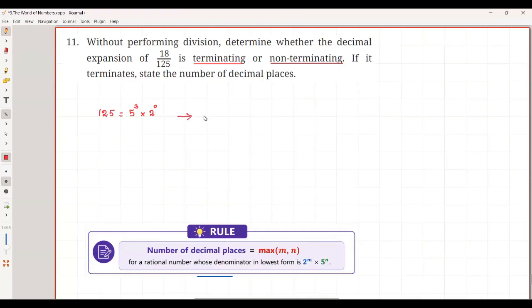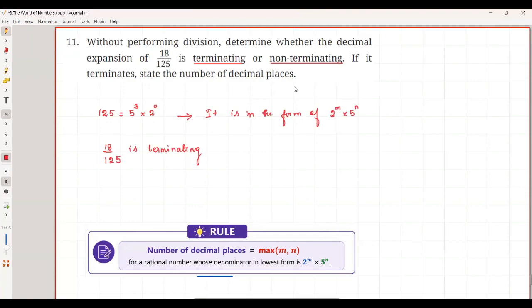So the denominator is in the form of 2 power m into 5 power n. Therefore, we can say 18 by 125 is terminating. If it cannot be written in the form of 2 power m into 5 power n, that is non-terminating. If you can, that means it is terminating.